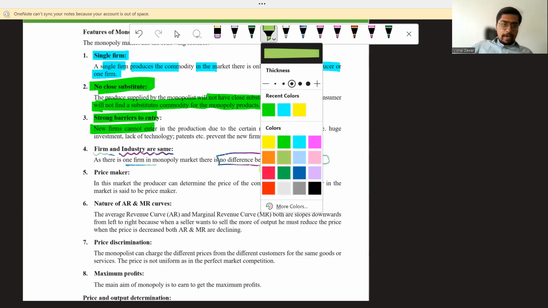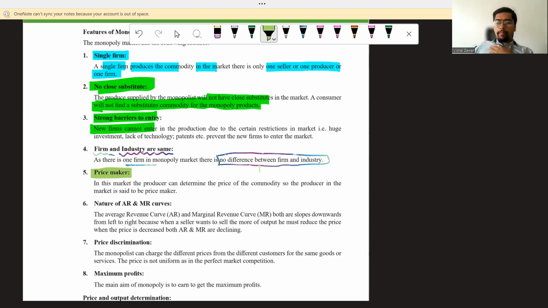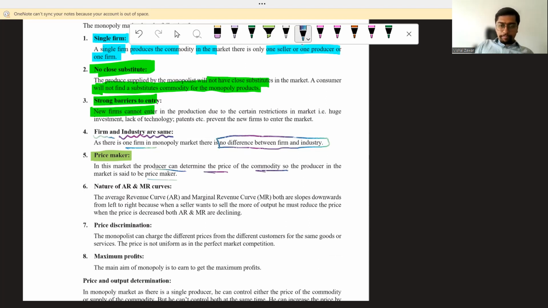Yes, an important part is they are price makers. As I am ruling the market and there are no close substitutes of my product, I can decide my own price. So, unlike what we saw in perfect competition, where the firms were price takers, firms which are in monopoly are price makers. The producers can determine the price of the product, and so they are price makers.